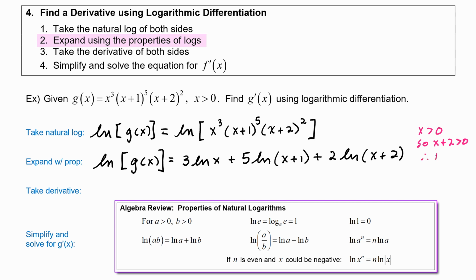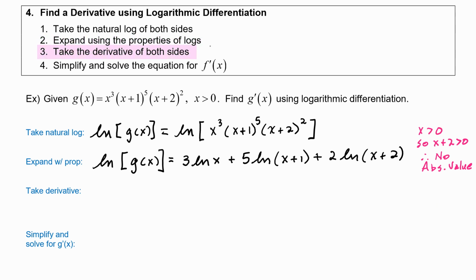Therefore, there's no absolute value needed. So even though we had an even exponent, in this case, we know for sure that the argument can't go negative because x is greater than 0. And if x is greater than 0, x plus 2 is certainly greater than 0.